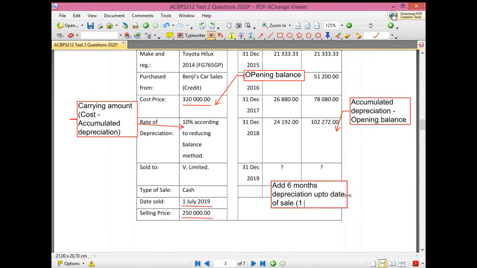So that would be from 1 January 2019 up to 30 June 2019 when we sold it. Okay, so that's how I got to the 6 months.